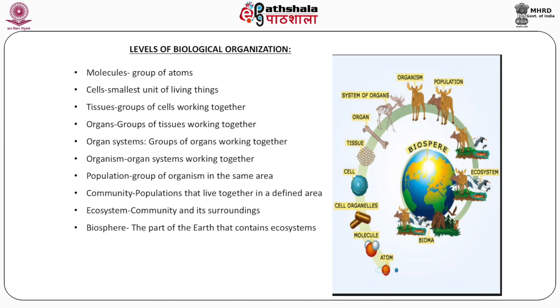A group of organisms in the same area is called the population. The next level of organization is the community, populations that live together in a defined area. The next one is the ecosystem, a community and its surroundings. And combining everything forms the highest level in the hierarchy, the biosphere.